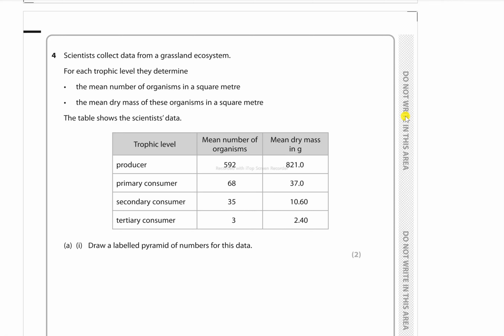Okay, carrying on with this paper. Scientists collect data from a grassland ecosystem. At each trophic level, they determine the mean number of organisms in a square meter and the mean dry mass of these organisms in a square meter.